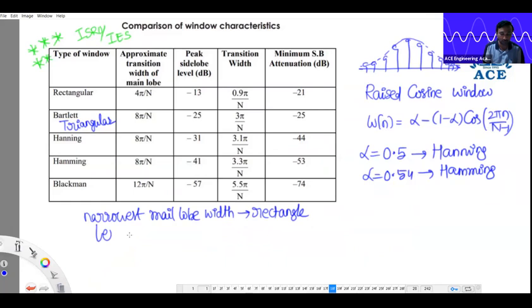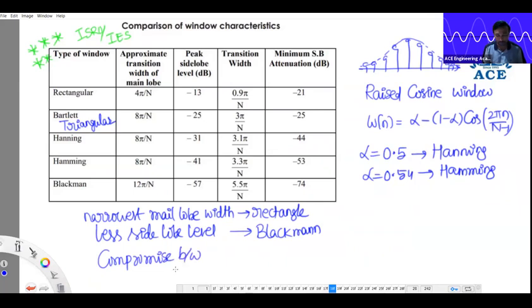Less side lobe level for which window? Blackman case, minus 57, that means minus 60 dB, 0.001. That is not a big matter. Main lobe width increases means side lobe energy is reduced. See the main lobe width in the case of Blackman. Compromise between the characteristics means we should go for which window? Hamming. Compared to that, Hamming is better because minus 41 here, minus 31 decibel.